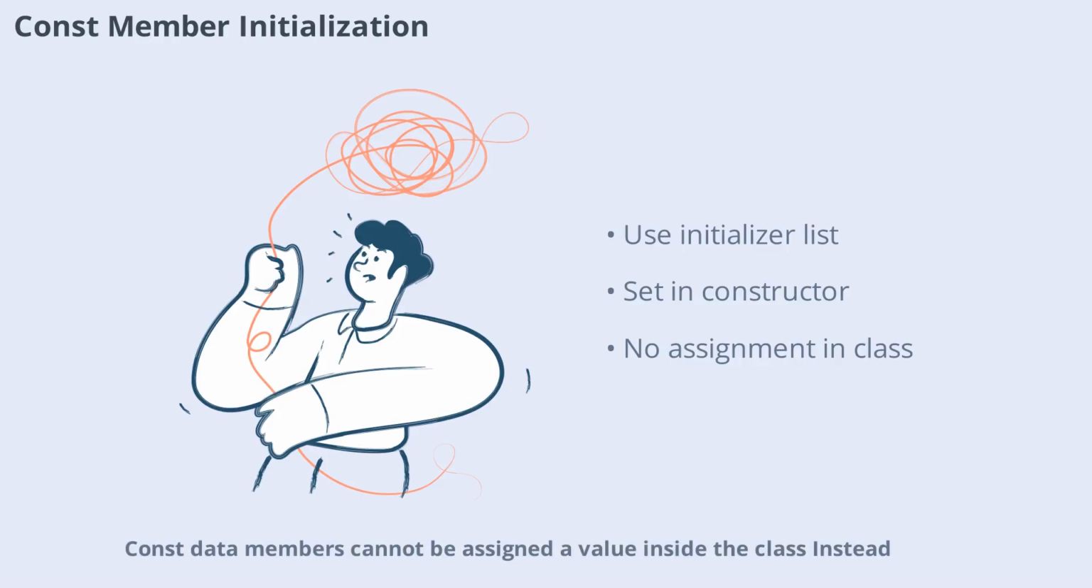Const data members cannot be assigned a value inside the class. Instead, use the constructor's initializer list to set their value. For example, ClassName(int x) : constMember(x). This ensures the const member is properly initialized when the object is created.